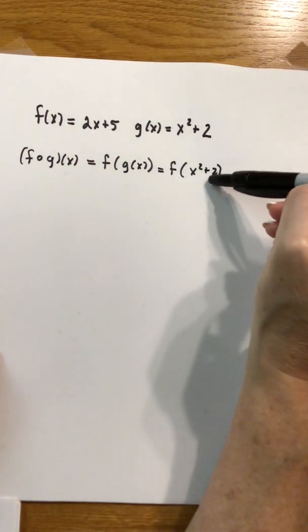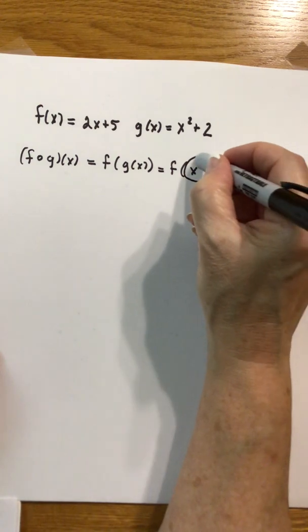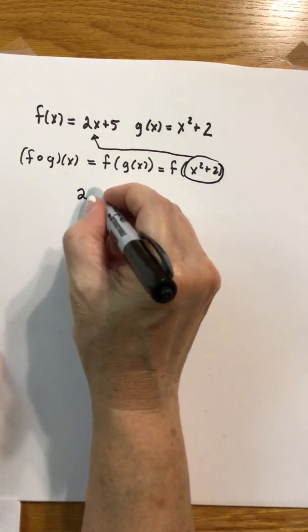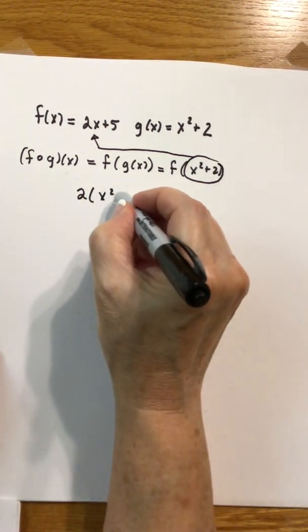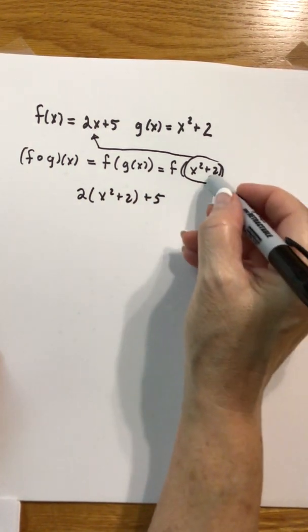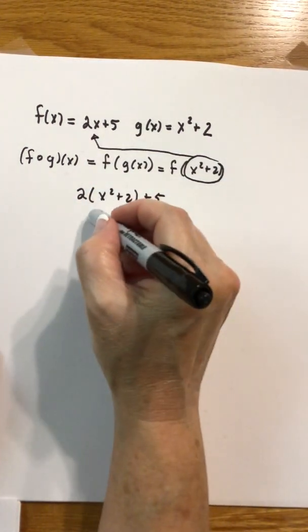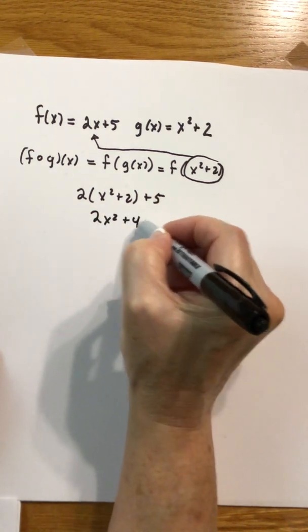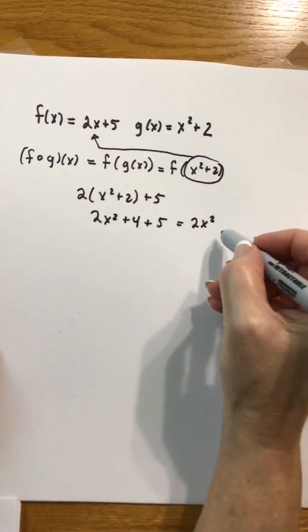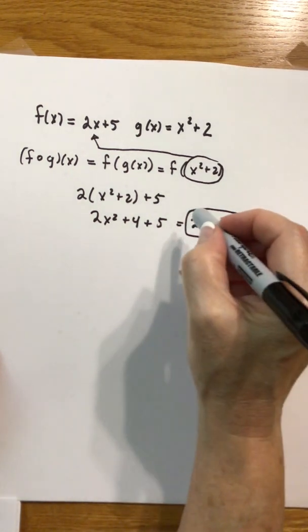But now this says that that's the input into f. So this input here goes in for that x. So I'm going to have 2 times x squared plus 2 plus 5. So all I did was plug in the input for f into the function. So now I distribute 2x squared plus 4 plus 5. So my answer is 2x squared plus 9. Now that's for f circle g.